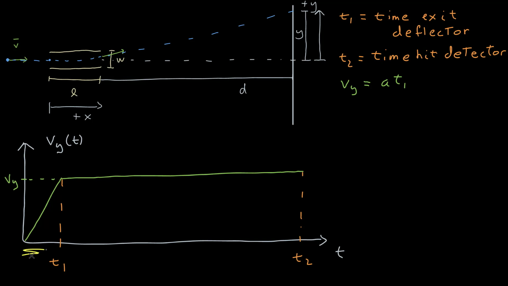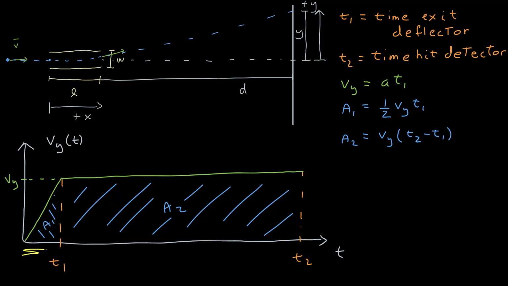The acceleration is the slope of that graph, and the rise is the maximum velocity, the run is t1. And so the total area is equal to the area of that triangle, which is 1/2 base times the height, t1 times vy, plus the area of that large rectangle, area 2, which is vy times the time difference, t2 minus t1.